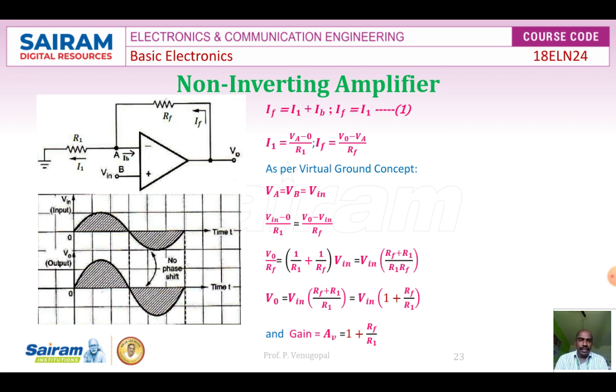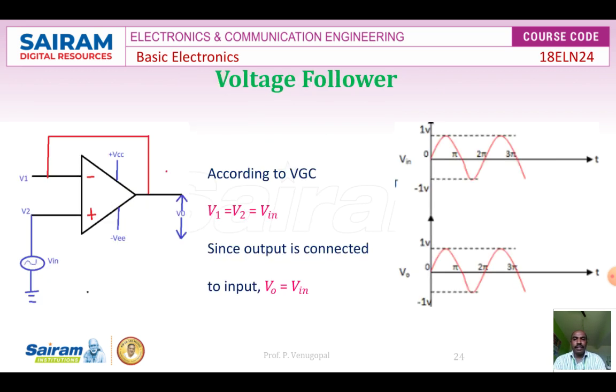Next application is how the OpAmp can be used as a voltage follower. Dear students, in the voltage follower circuit, as the name tells you, the output voltage follows the input voltage, hence the name voltage follower. In this case, there is no feedback element or input resistance used here. The input signal is directly connected to the non-inverting terminal, and feedback is connected between the output and the inverting terminal of the OpAmp.